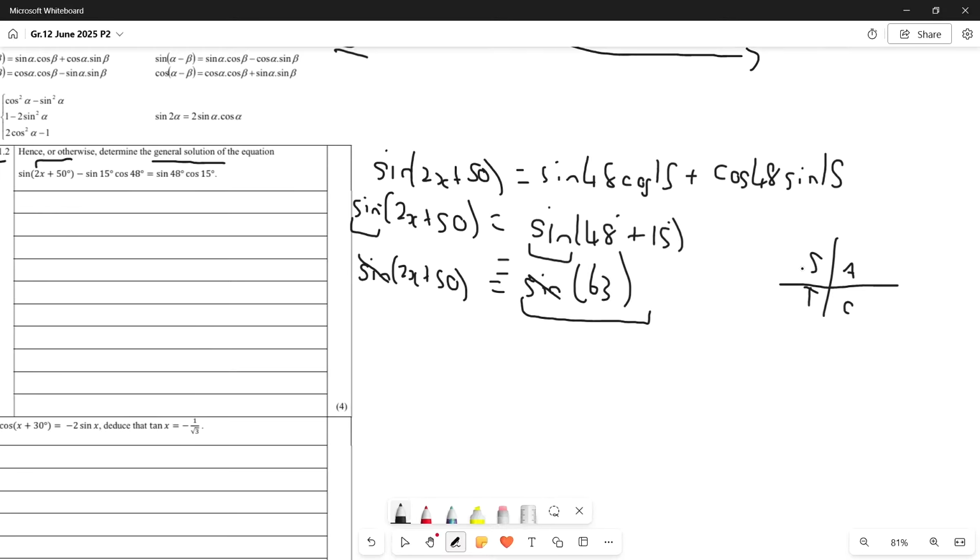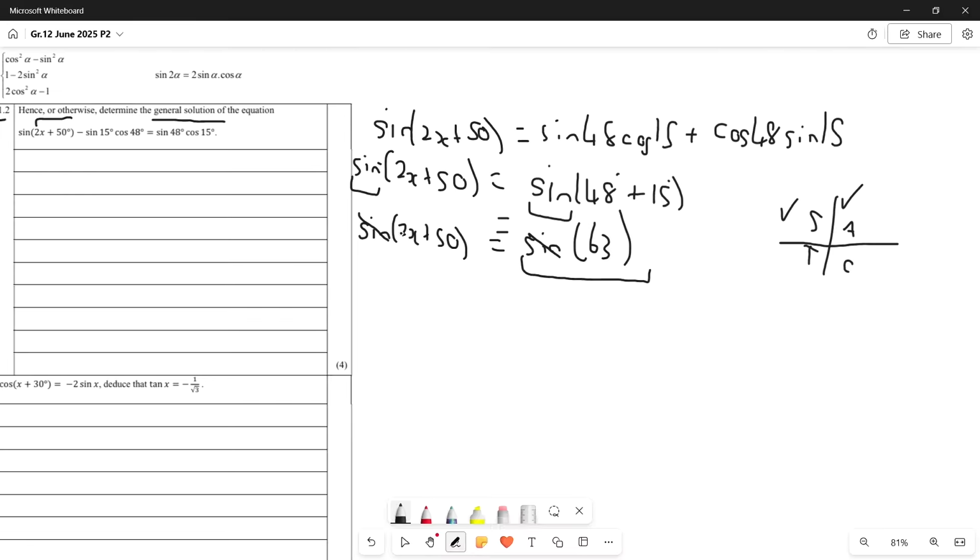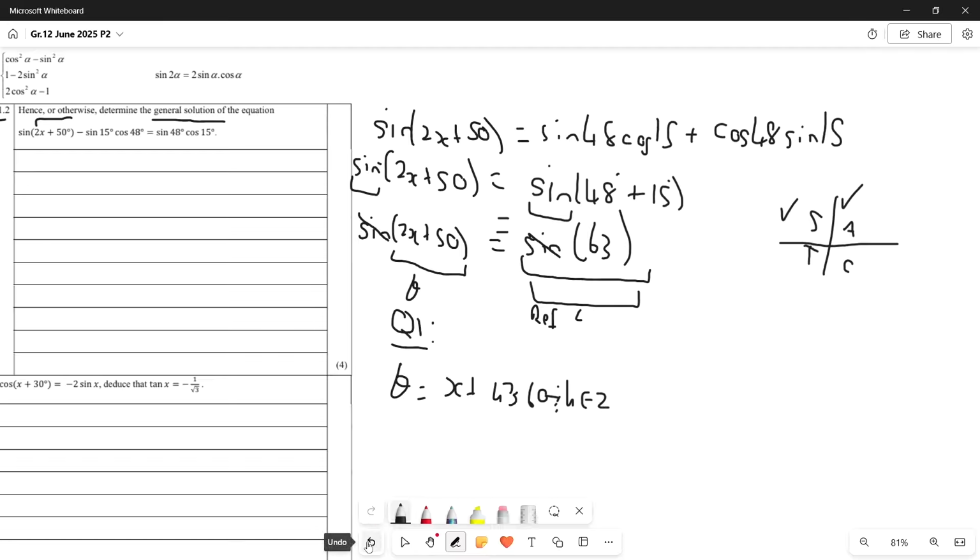So sine is positive. So that means we're dealing with quadrant 2 and quadrant 1. So at this stage, we're going to bring both of these down into quadrant 1 and quadrant 2. So here we have Q1. This whole angle here represents our theta, and this whole angle here is our reference angle. So usually we'd go something like theta equals x plus k 360, k is an element of Z. But at this stage, what we need to do is bring this 2x plus 50 down to the theta here, and this 63 down to the side as we place it in each quadrant.